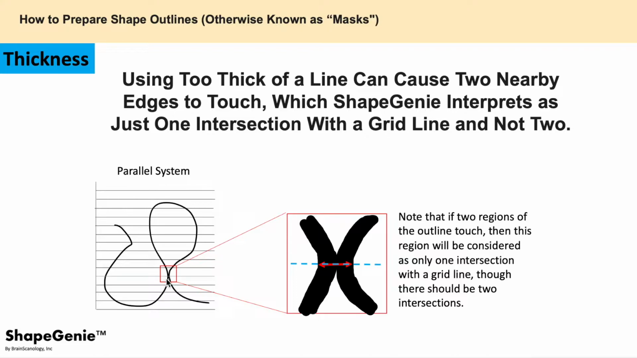But if we zoom in on this junction right here in the red box, we see that if the thickness of the lines is too thick, nearby objects begin to merge into one. If there's no white space in between these 2 curves, then Shape Genie will count this as 1 intersection instead of 2. Thus, if your lines are too thick, then you might be losing information. Therefore, 2 labs studying this same image might get different results simply because they use a different thickness. Thus, we recommend a thickness of 5 to 10 pixels.